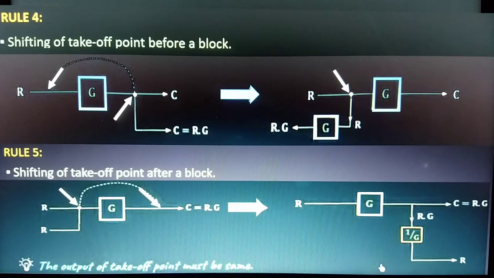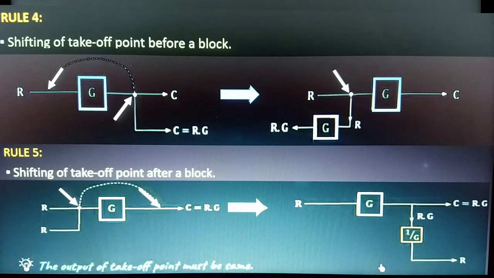So from this, we can say that if you want to shift a takeoff point after the block, then in that case, we need to divide by the gain of this block. And what is the idea behind this? Yes, the output of this takeoff point must be the same before and after shifting the takeoff point.